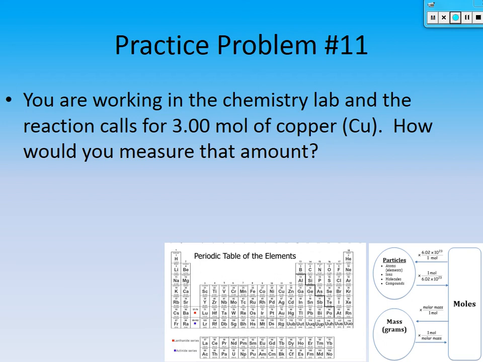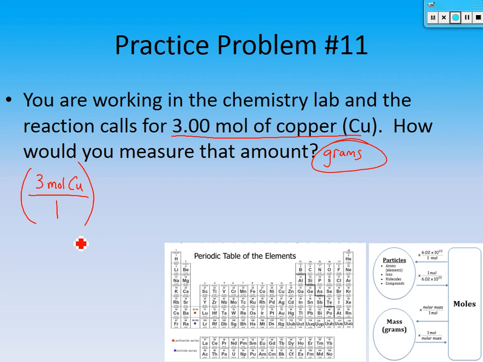So what's step number 1? What do we underline here, guys? What they give us, 3 moles of copper. We're going to circle what they want us to go to. What is it in this problem? How would you measure that amount? Grams. So we're going to go to grams. Circle it. Okay. Now step 2. What do we do? Write down what they gave us, which was 3 moles of Cu, and put it over 1. Okay, that's step 2.